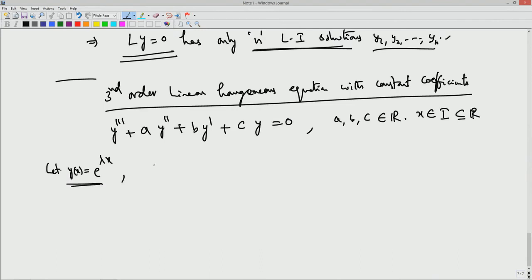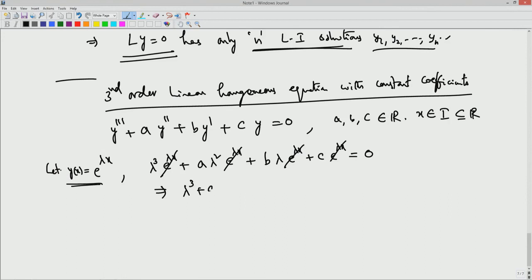If you substitute there, the third derivative of e power lambda x is lambda cube e power lambda x, plus a times the second derivative, lambda square e power lambda x, plus b times the first derivative, lambda e power lambda x, plus c times e power lambda x, equal to 0. Because e power lambda x cannot be 0, this gives lambda cubed plus a lambda square plus b lambda plus c equal to 0. This is a polynomial equation of degree 3.